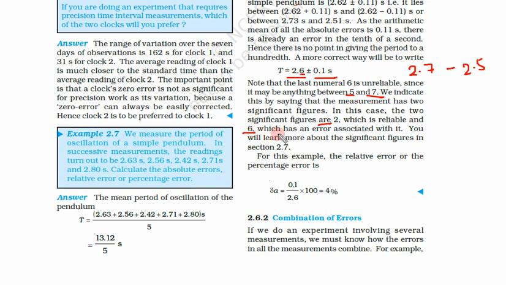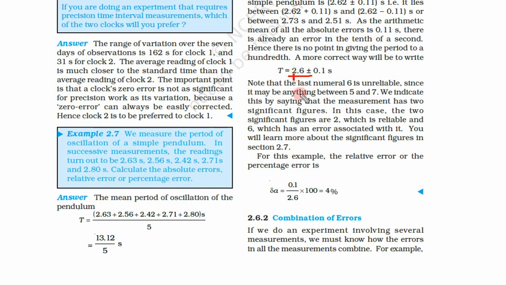So what is a significant figure? Here they are introducing a new concept, the concept of significant figures. So we have two significant figures up to which we are showing any value. They are called significant figures. So here we have two significant figures.